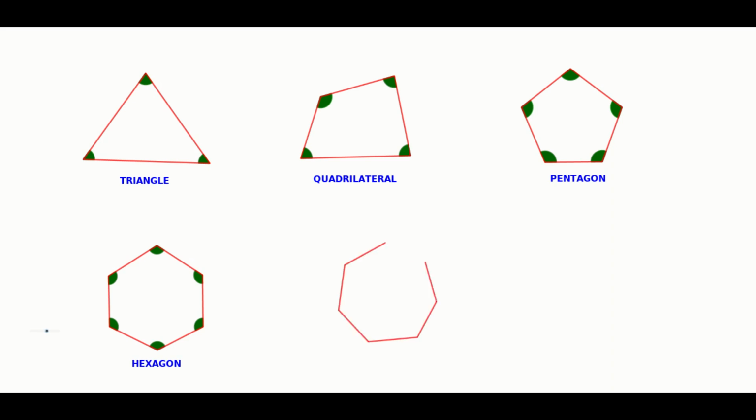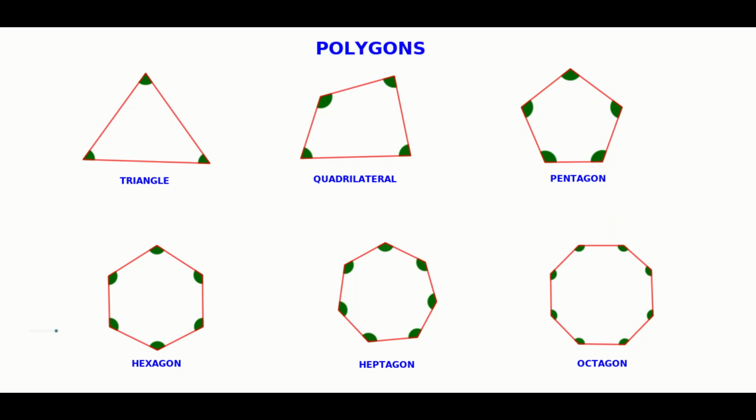Seven sides and seven angles make a heptagon. A closed figure with eight sides and eight angles is called an octagon. In general, closed figures with three or more sides are called polygons.